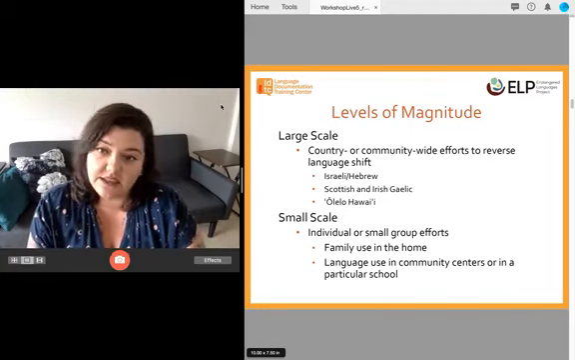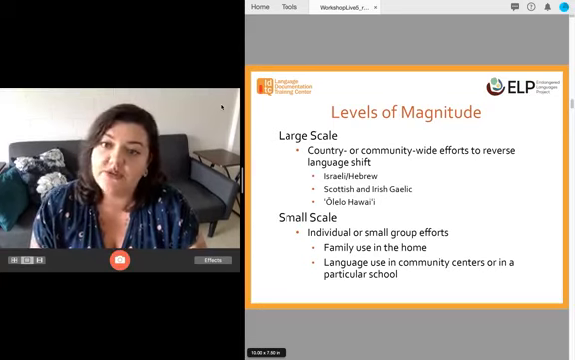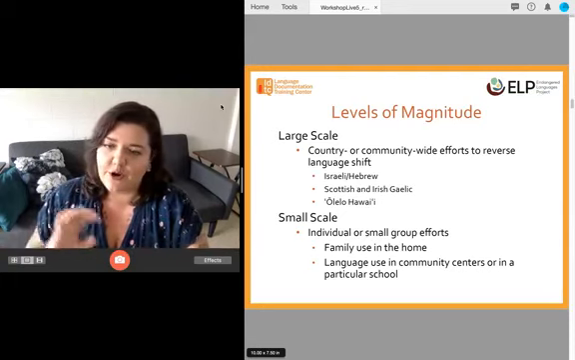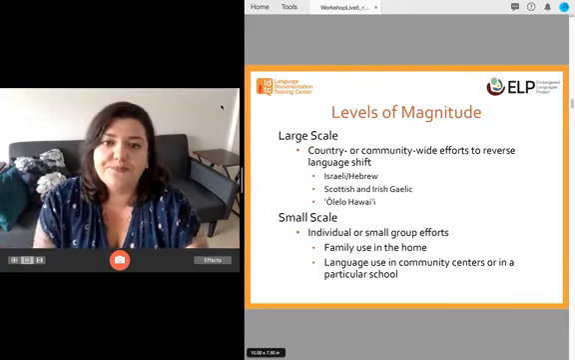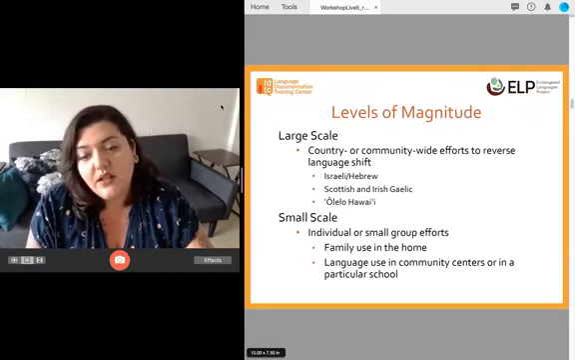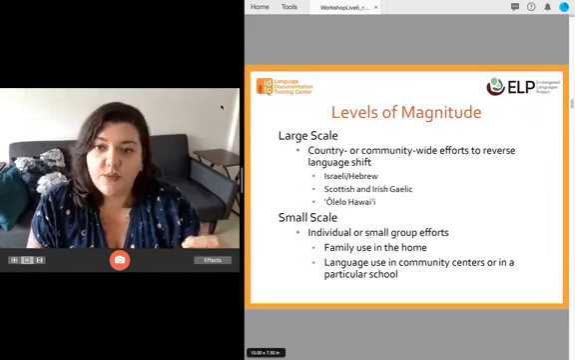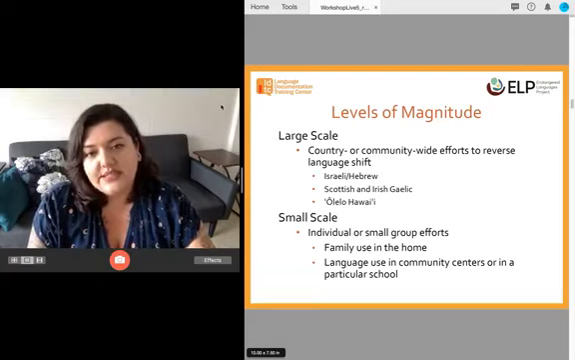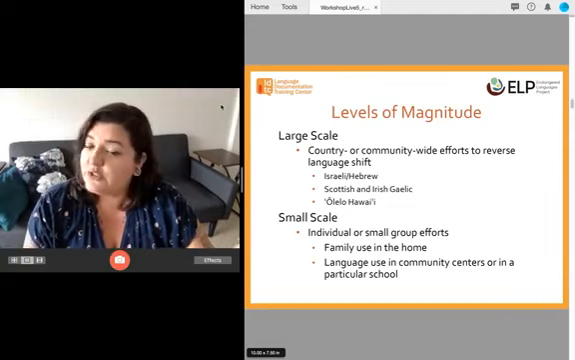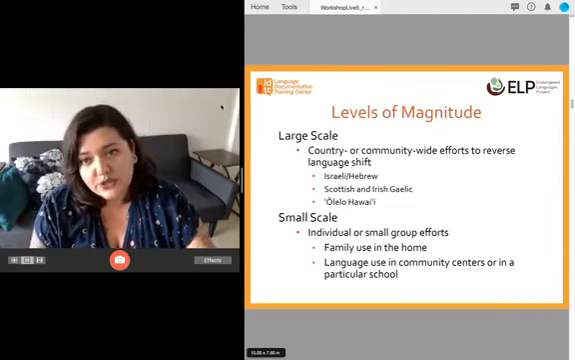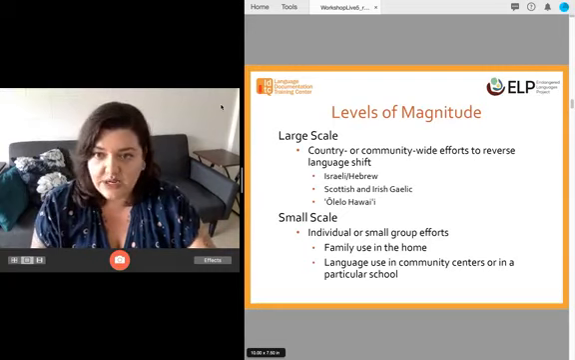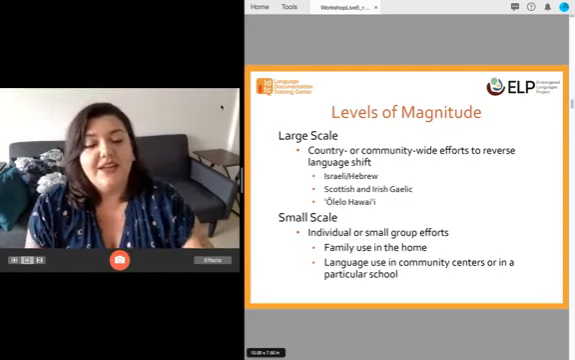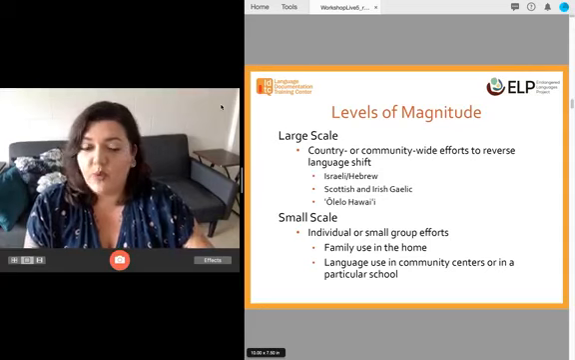And same thing with Olelo Hawaii. The Kingdom of Hawaii decided to move towards language revitalization. And so it was a very unified island-wide or archipelago-wide movement to revitalize. But you also have small-scale revitalization efforts. And these are going to be your more individual or small groups within a community that really are focused on language revitalization. And that can be something as small as family use in the home, or it can be something like setting up an immersion school or having classes at some sort of community gathering spot. So we have both large and small. Sometimes small leads into larger revitalization movements that can grow and become more widespread.